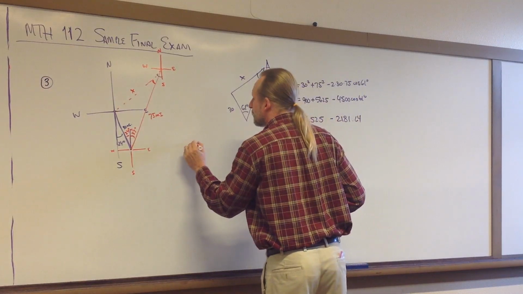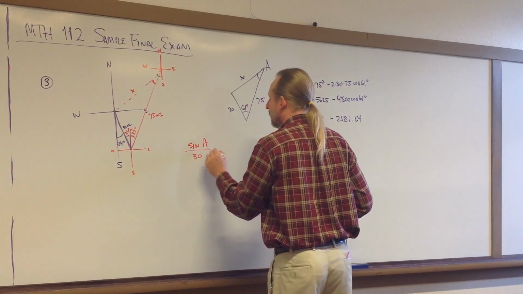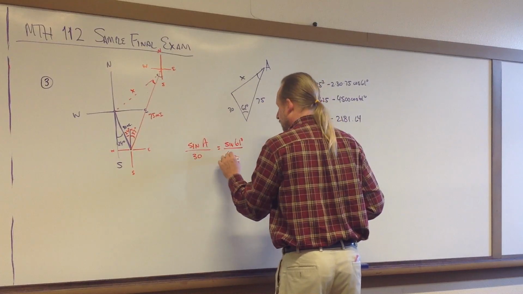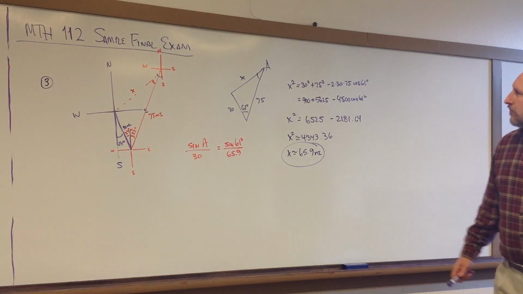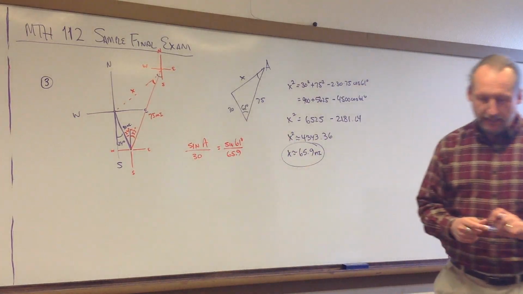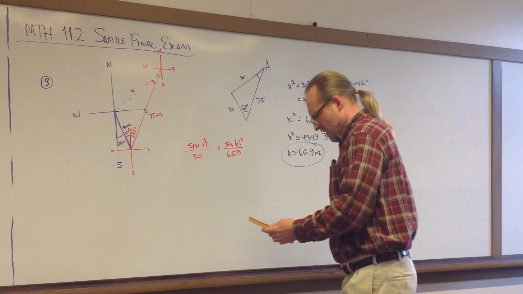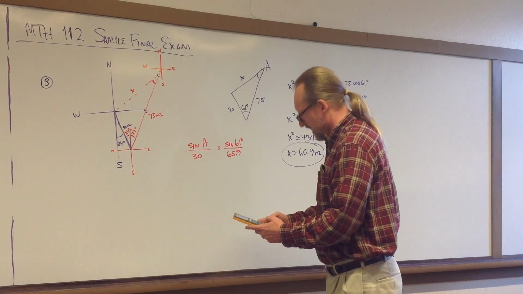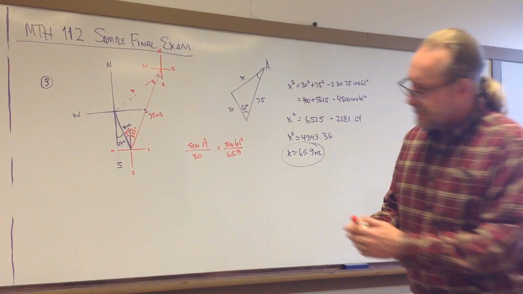So we'll say the sine of A over 30 equals the sine of 61 over 65.9. Okay, so let's go ahead and see if we can solve this one. Let's see what we've got here. So, sine of 61 degrees divided by 65.9 times 30, 0.39816.